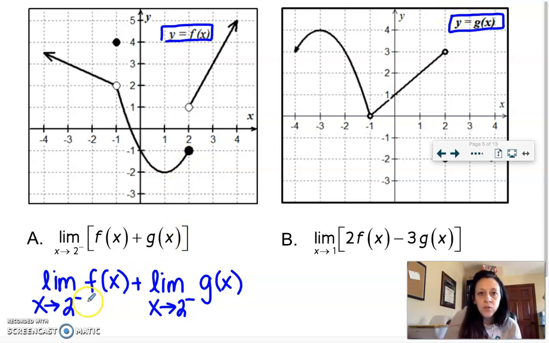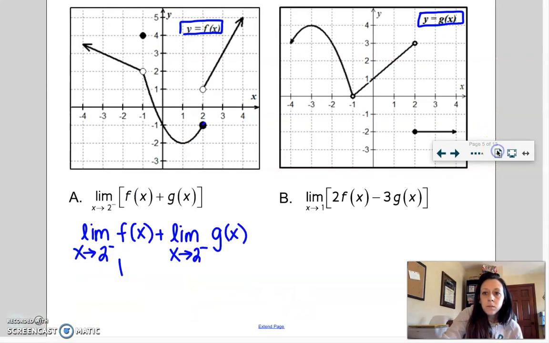So my first limit is for the f of x graph. So what's the limit as we're approaching 2 from the left? So you would look here, 2 from the left gives me a y value of -1. Ooh, let me fix that. -1, actually.